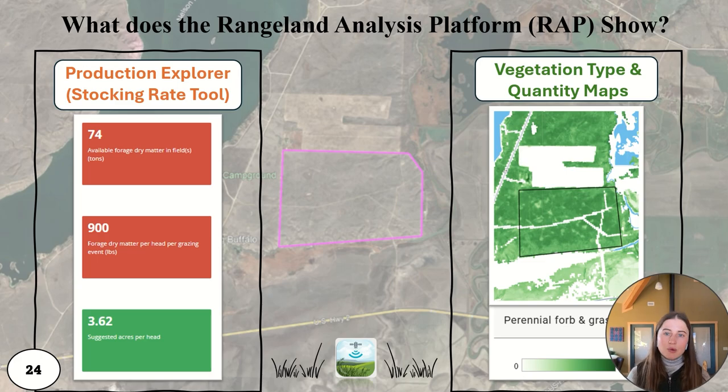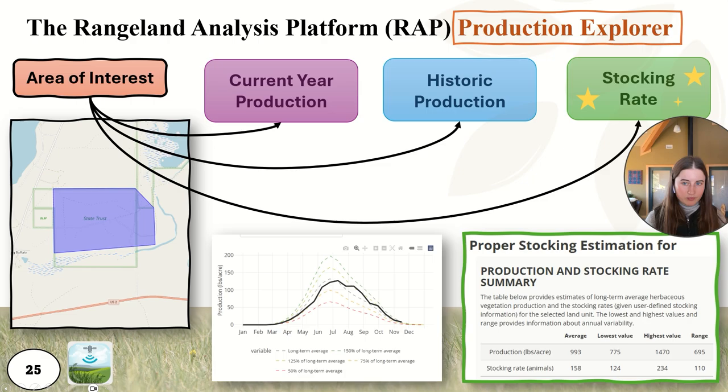The Rangeland Analysis Platform has two components: the Production Explorer, which is a stocking rate tool, and a vegetation type and quantity mapping tool. So the Rangeland Analysis Platform Production Explorer, or the stocking rate tool, has 30 meter pixel resolution and it goes back to 1986. You can draw a polygon representing your pasture in the mapping interface and it'll calculate the current year production, the historic year production, and the stocking rate for that pasture. And throughout this process, you can look at different graphs and get some different tables providing information.